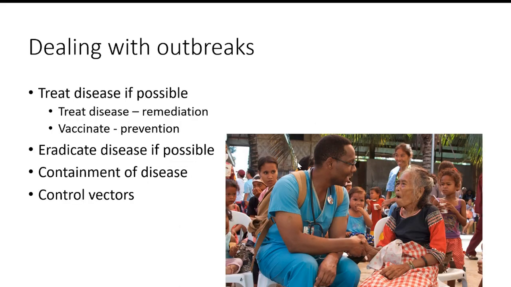And going with this, how do we deal with outbreaks? So treat the disease if possible is one of the first goals. And when we treat the disease, we deal with things like remediation, which is treating someone who's infected. Vaccination or other forms of prevention are also used because they're cheaper and easier. In this case, for COVID-19, we don't have a vaccine yet, which is why you're hearing so many people talk about social distancing. We also want to find ways to contain the disease.